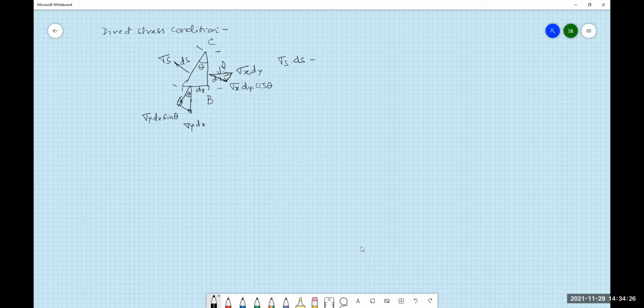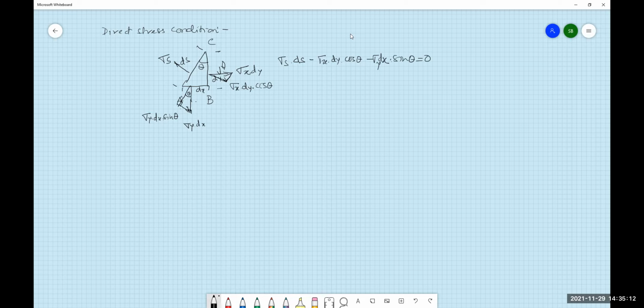So this length is sigma y dx. So sigma y dx is opposite in direction, that is sigma x into dy into cos theta. It is in opposite direction to sigma x, and again sigma y dx into sin theta. As we have to maintain equilibrium, this should be equal to 0.